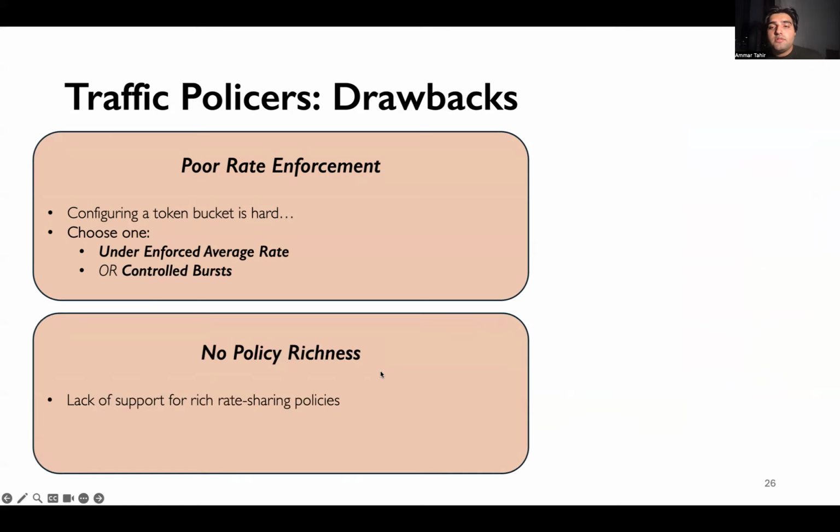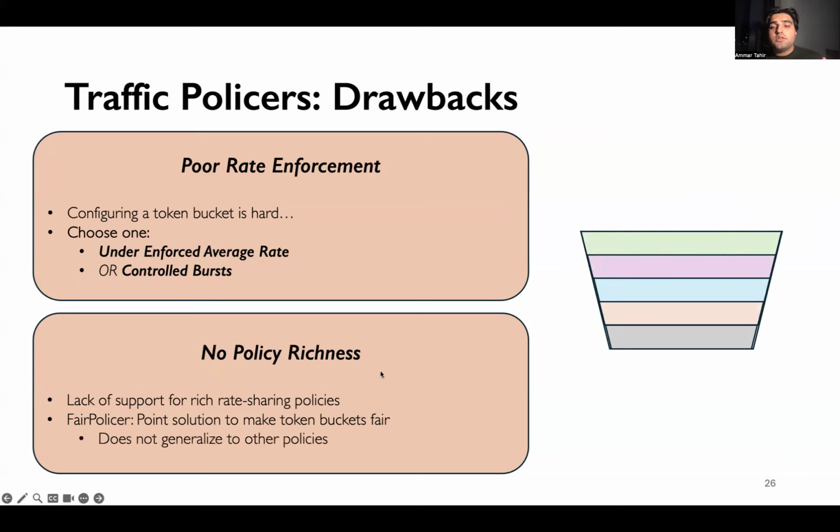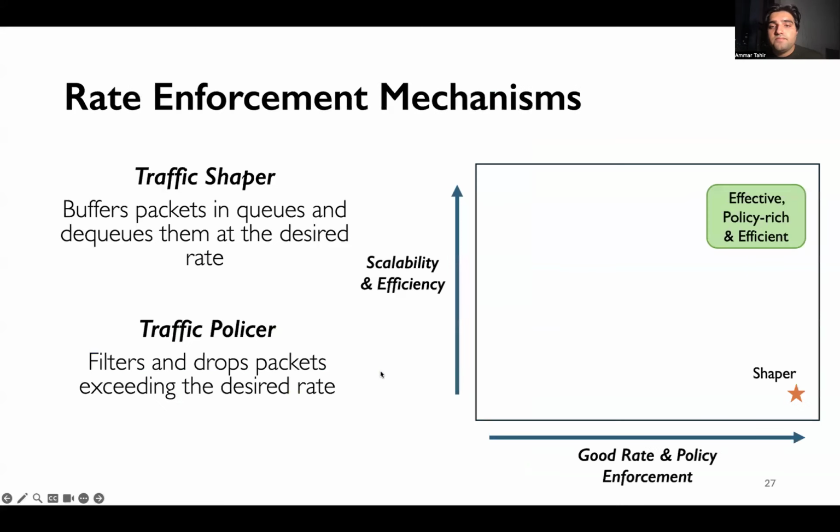Moreover, traditional policers do not support mechanisms to support rich rate sharing policies. Recent work called Fair Policer proposes a point solution to bring per-flow fairness to the policer. It does so by attempting to divide token bucket capacity equally between the flows. However, it is not trivial to generalize this to other policies like weighted fairness and prioritization.